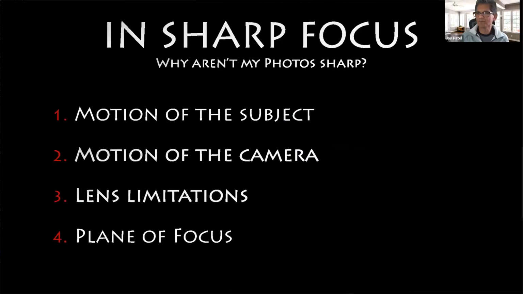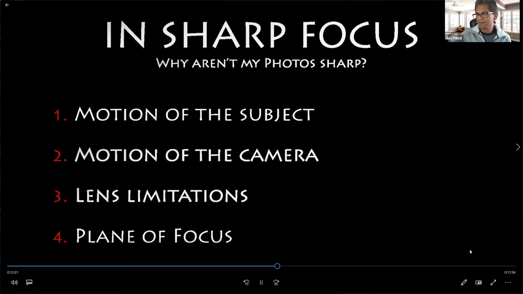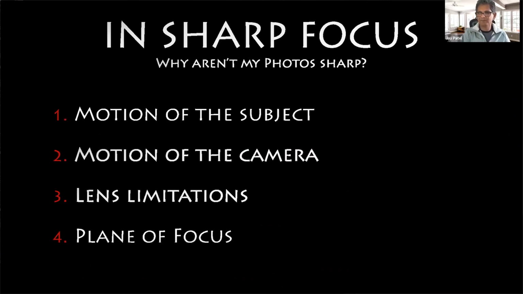Now, once you've mastered your focus settings and your focus techniques, and you got everything right, doesn't mean your photos will come out sharp. There are a number of factors that come into play when sharpness of your photo is concerned. One of the factors that is really challenging is how to deal with wind. So you have to make sure that along with your focus, your shutter speed is high enough to get everything sharp, if that is your objective.